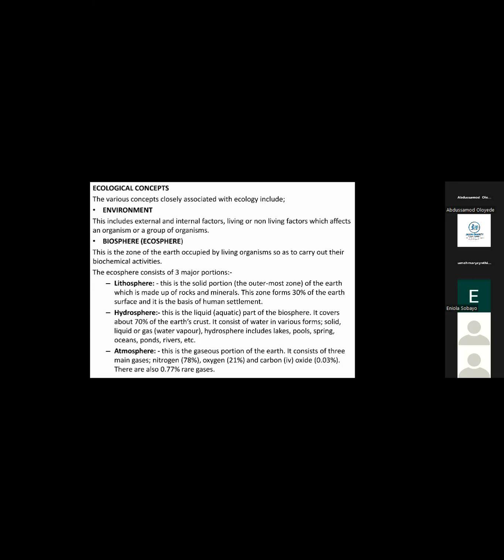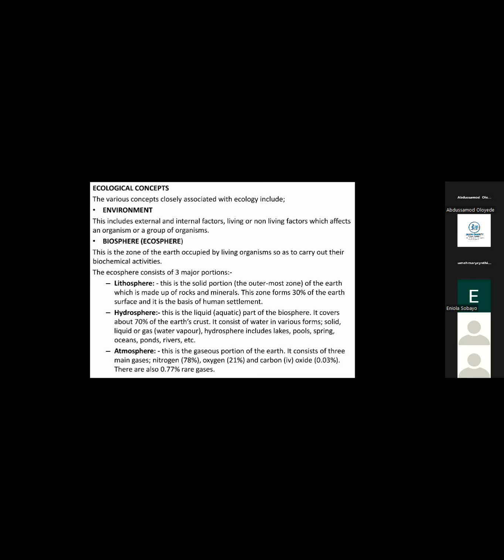Now, let's take it one by one. Atmosphere. Now, atmos represents air. The sphere there represents Earth. So, in a simple way, that refers to air on Earth. So, atmosphere is the gaseous portion of Earth.